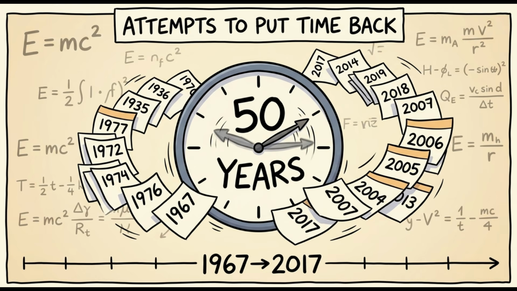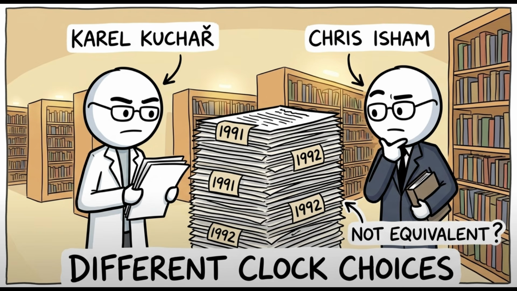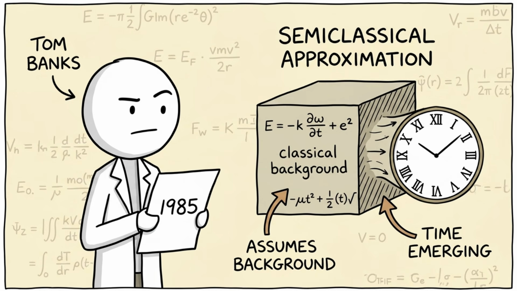Attempts to put the time back have been running for 50 years. You can pick a physical variable inside the universe and promote it to a clock, a scalar matter field, or the York time built from extrinsic curvature. Karel Kuchař and Chris Isham cataloged these strategies in review papers in 1991 and 1992, and both concluded the same thing. Different clock choices produce quantum theories that are not equivalent to each other. Tom Banks argued in 1985 that time re-emerges in a semi-classical approximation, which works, but only by assuming in advance the classical background it was supposed to derive.